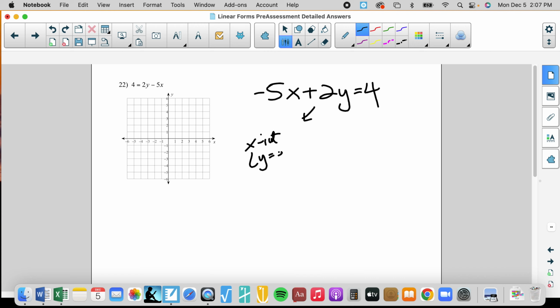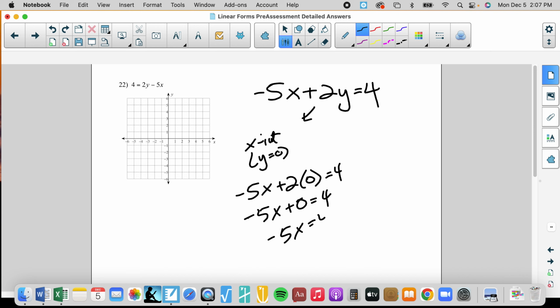by plugging 0 in for y. So negative 5x plus 2 times 0 equals 4. Negative 5x plus 0 equals 4. Negative 5x equals 4. Divide by negative 5, divide by negative 5, and we get x equals 4 over negative 5. This is not the slope. This is my x-intercept. So it's going to cross the x-axis at negative 4/5. On the x-axis, negative 4/5 is a little bit less than negative 1.